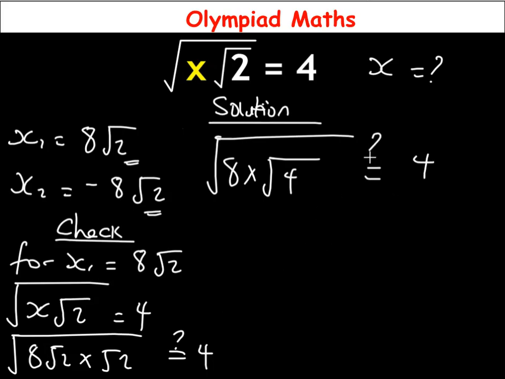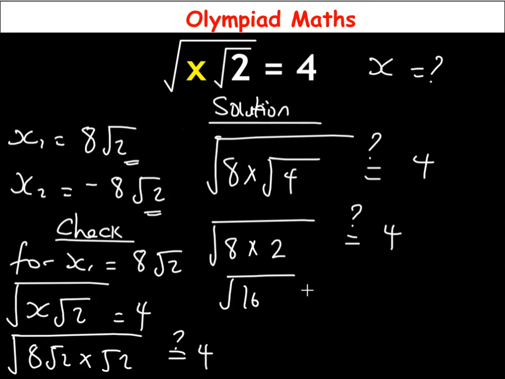So will this be equal to 4? Now, looking at this, we have √(8 times 4)... which is 2, equal to 4. Can this be equal to 4? Now, 8 times 2 is 16. So we have √16 equal to 4. So will this give us 4? Now, √16 is 4, which also equals 4. So that means that the value of x1, which is 8√2, satisfies the equation to give us 4.